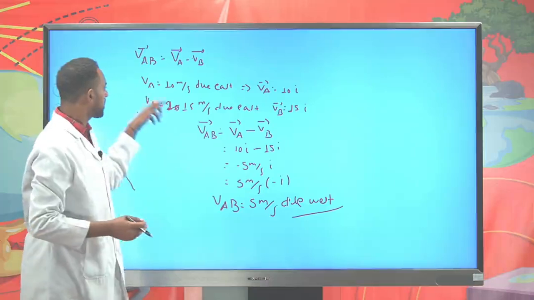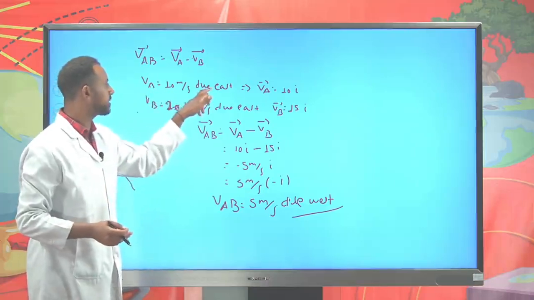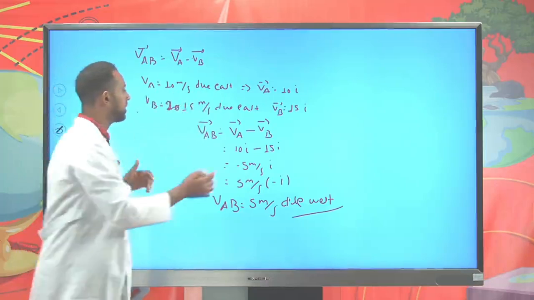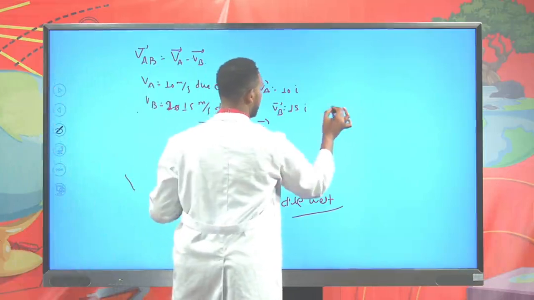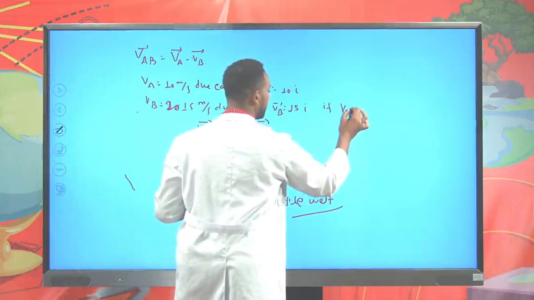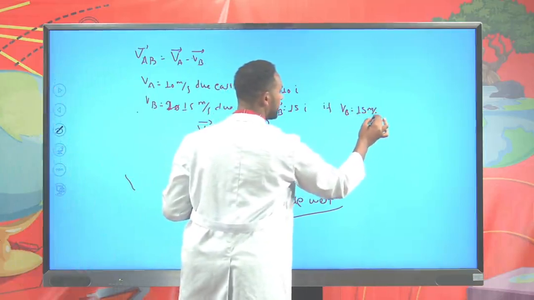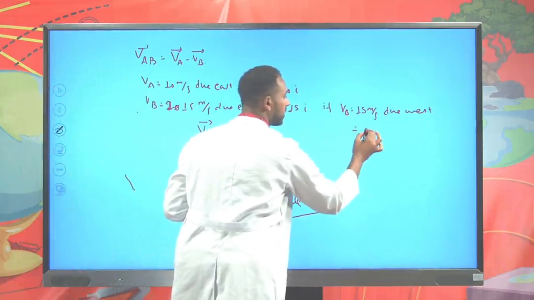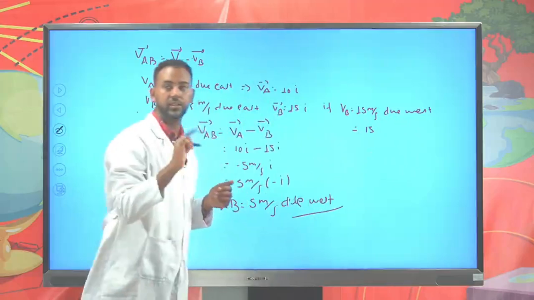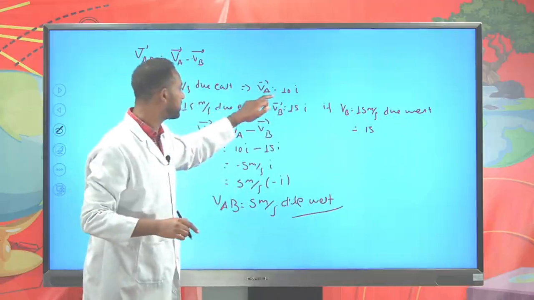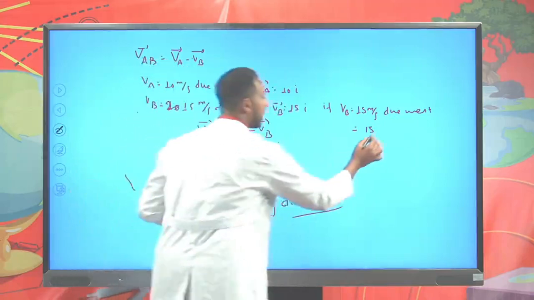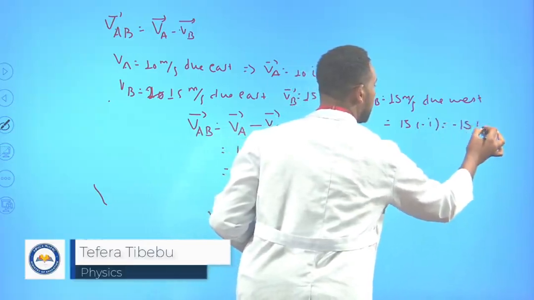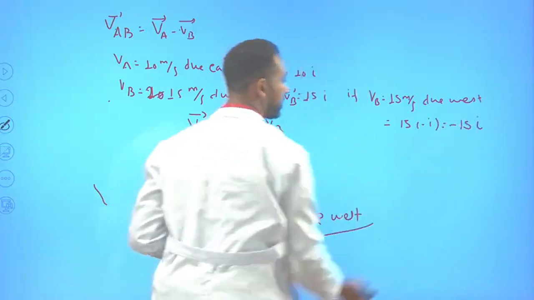Now, if I say car A is heading 10 meters per second due east and car B is moving 15 meters per second due west, the only thing that you have to do is this. West is the negative of i, because we have represented i to be east. So you put it like this: the negative of 15 meters per second in i.